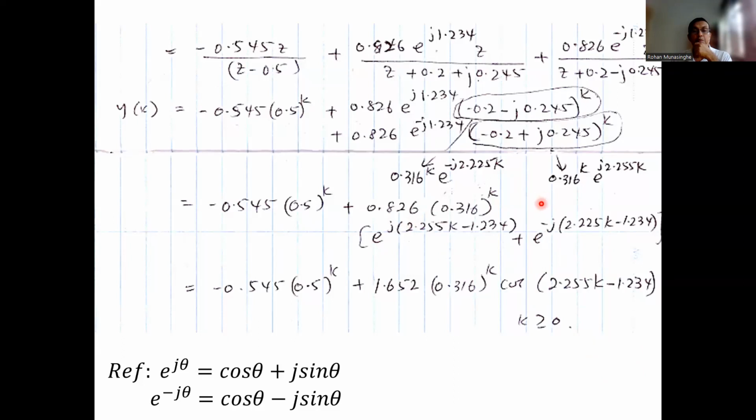So we can take 0.826 and 0.316 to the k. This is constant, common to both second and third terms, out of the expression, and then you are remaining with e to the j, this one and this one, right? Once you simplify them, you will get cosine, right? There's no j here. It is cosine 2.255k minus 1.234, and in front of that you have this amplitude modulated constant to the power k.